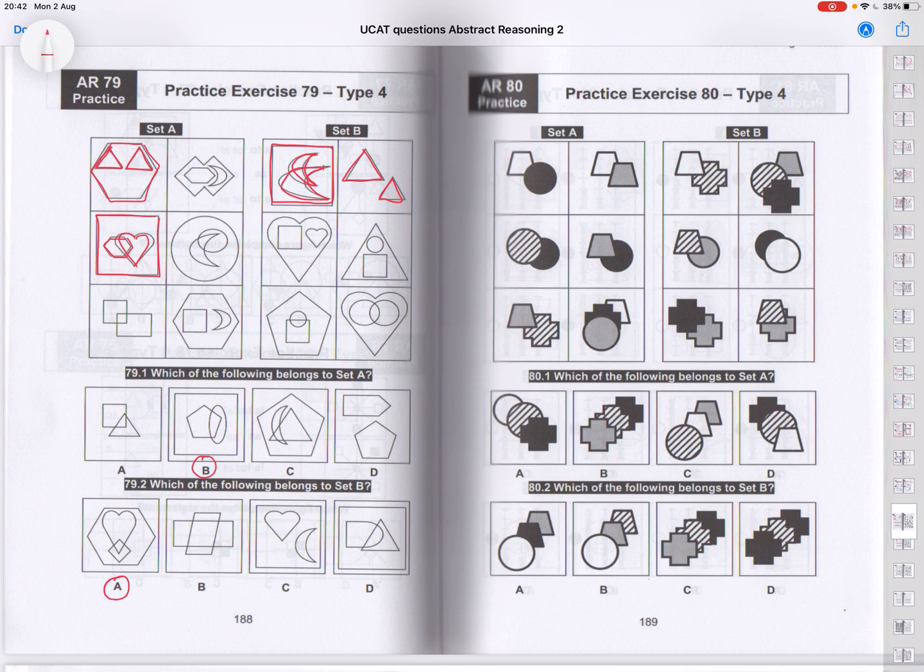Okay, so we're going to have a look now at practice exercise 80. I'd like you to have a go at this yourself. So starting with a minute to have a think about it, and then a minute to do the assignment. Off you go.